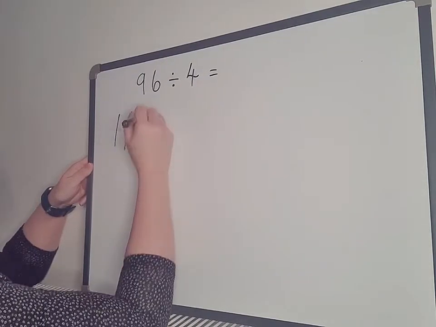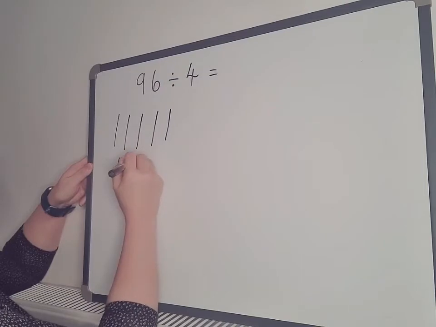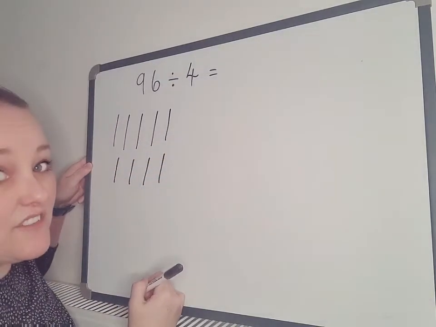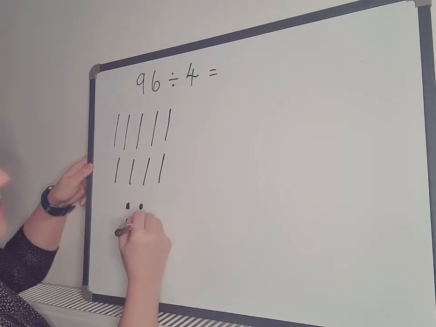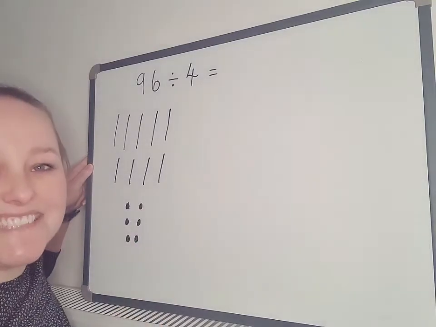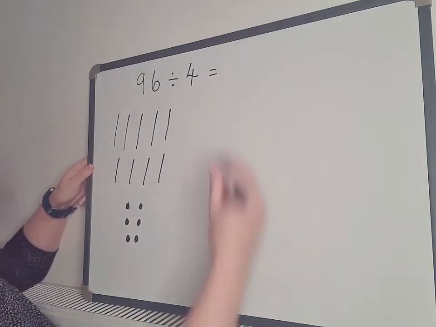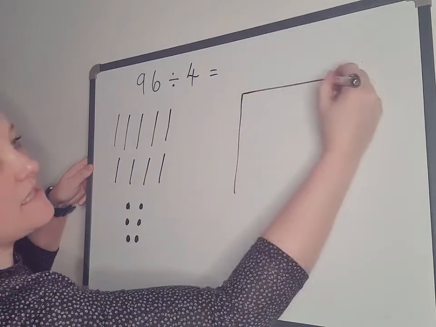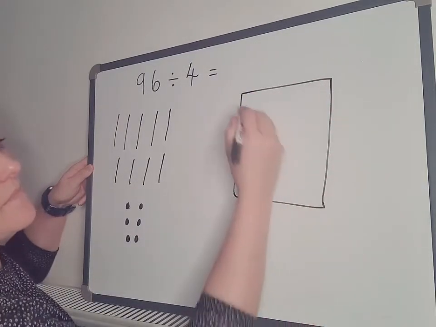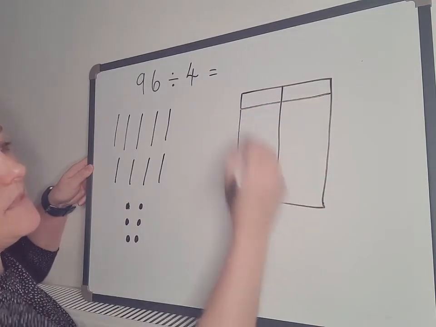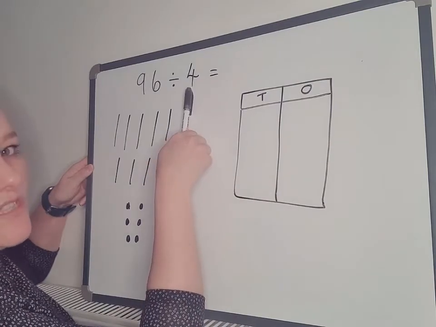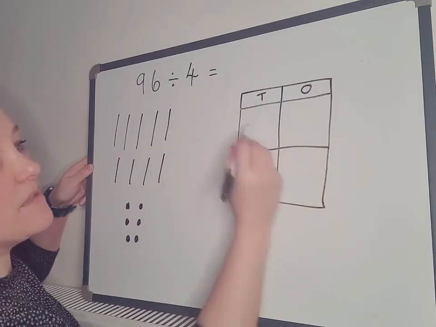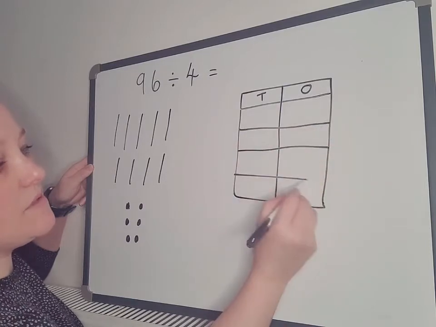So 1, 2, 3, 4, 5, 6, 7, 8, 9 chips, 9 tens, and 6 peas. There we go, 6 ones, 6 peas. We've got that. Right, so place value grid. Here it is. Down the middle, tens, ones. Okay, how many sections do we need? We need 4, so a line across the middle, and then each one of those.